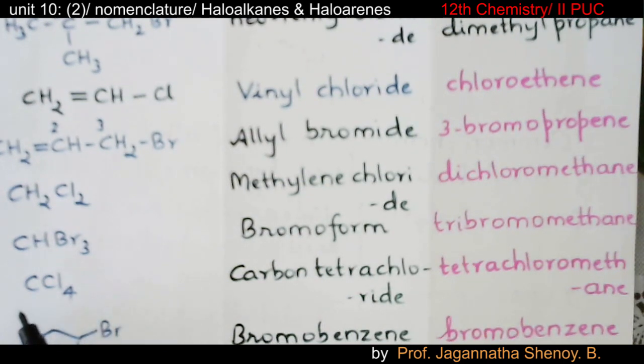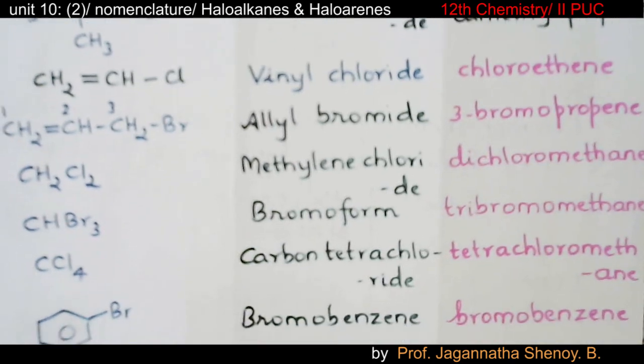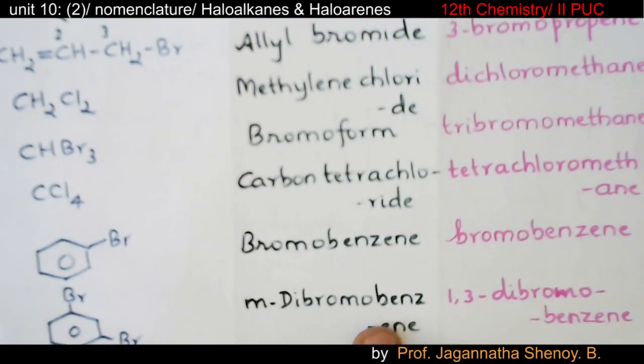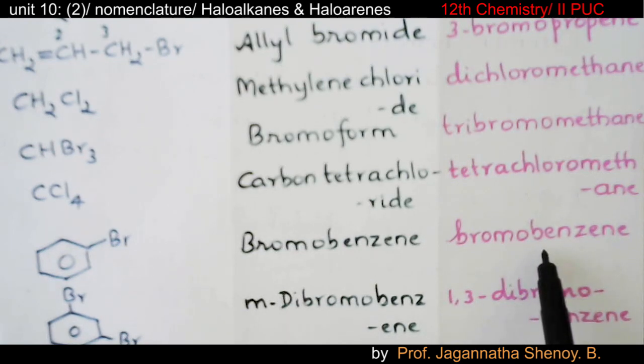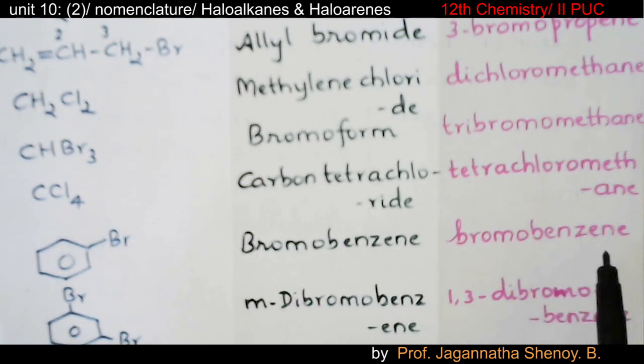Common name of this compound is carbon tetrachloride. What should be the IUPAC name? It has to be tetrachloromethane. Going to haloarene, I'll consider the first example. On the benzene ring, you have a bromo group. Common name is bromobenzene. Haloarene, I told you in general. Here specifically it is bromobenzene. And haloarene itself is the IUPAC name. That's why the IUPAC name is also bromobenzene.